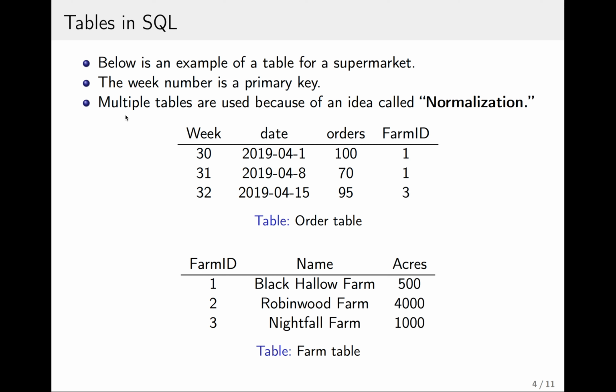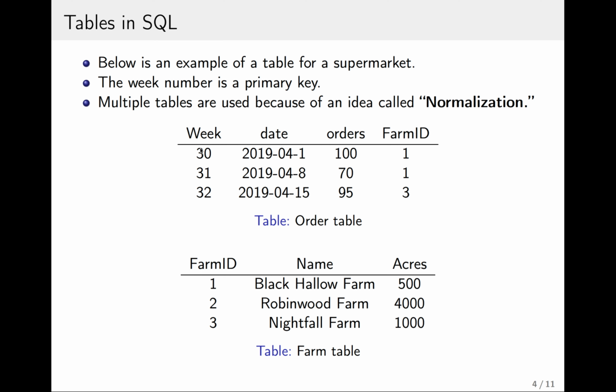Below is a bit more sophisticated example. I said the key thing in database SQL is tables. And so here we have two tables. We have orders, say week, the date, number of orders from a farm, and then there's a farm ID. And then there's a second table for farms. The farm table has a farm ID, and then the name of the farm, and then the acres.